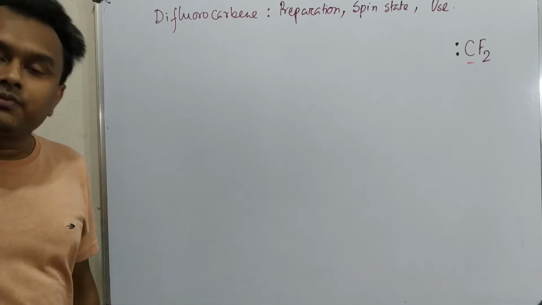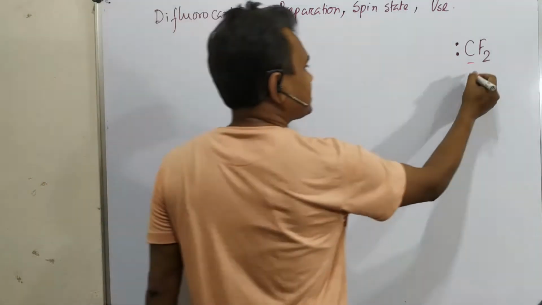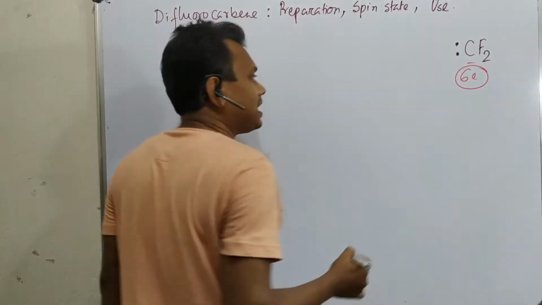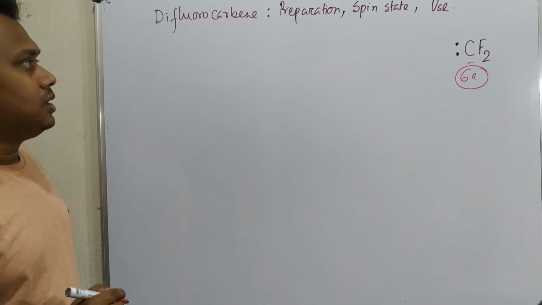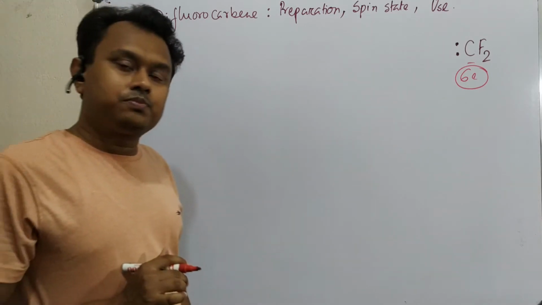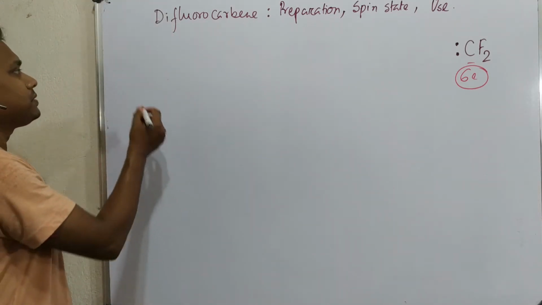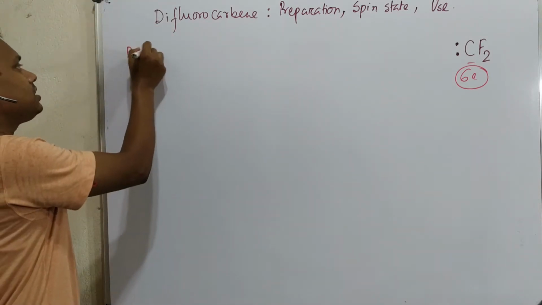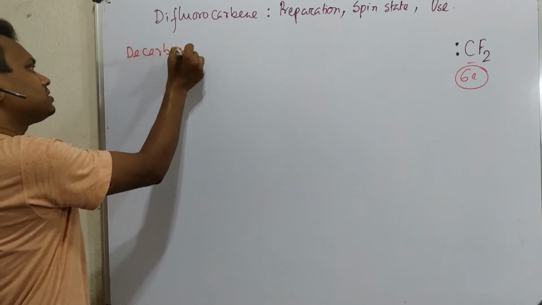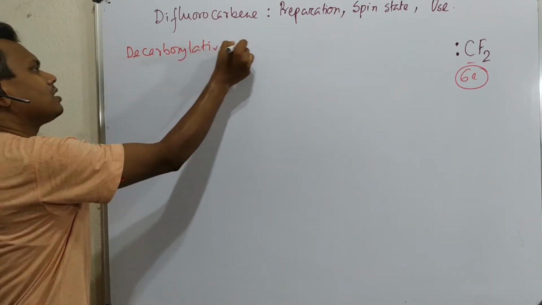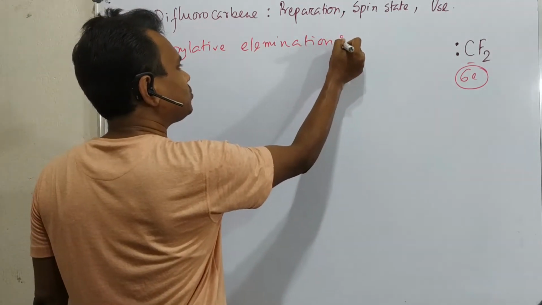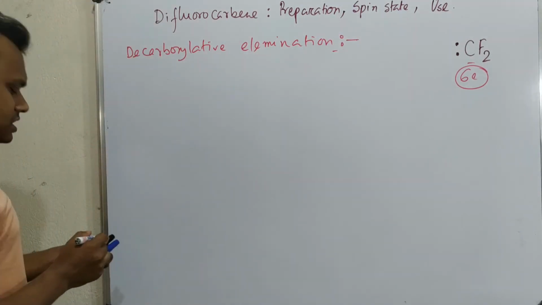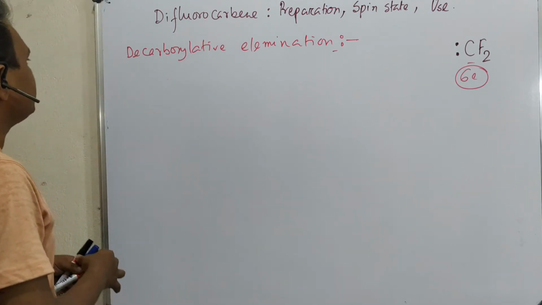Now, from this you can understand this is actually a 6 electron species, meaning electronically unsaturated, although it is not as unsaturated as you think. So first, how is it prepared? This is prepared by using a concept, decarboxylative elimination. What do I mean by the word? Please look at the words carefully. First is decarboxylative, second is elimination.